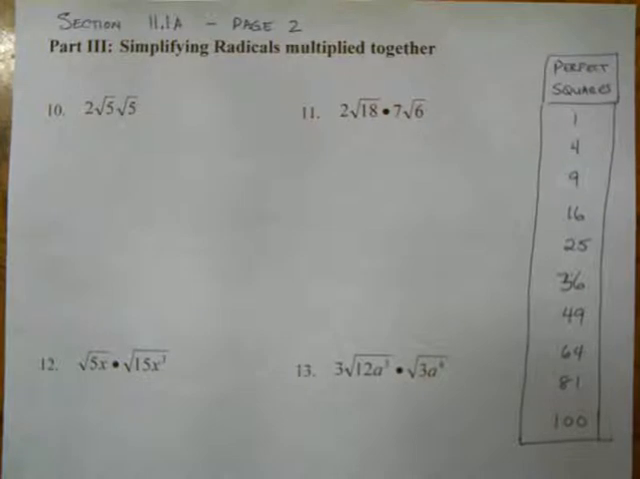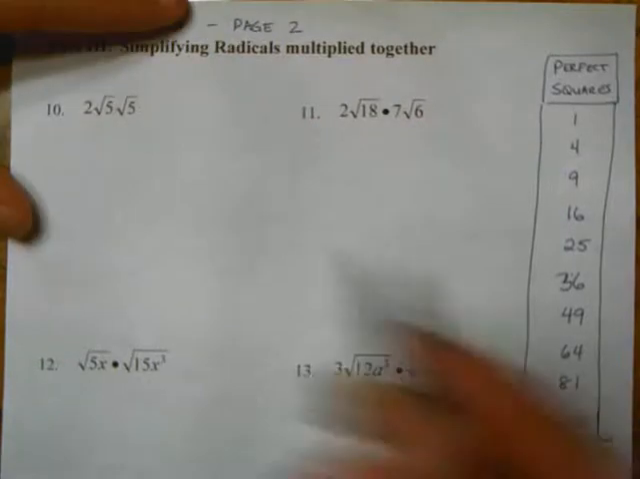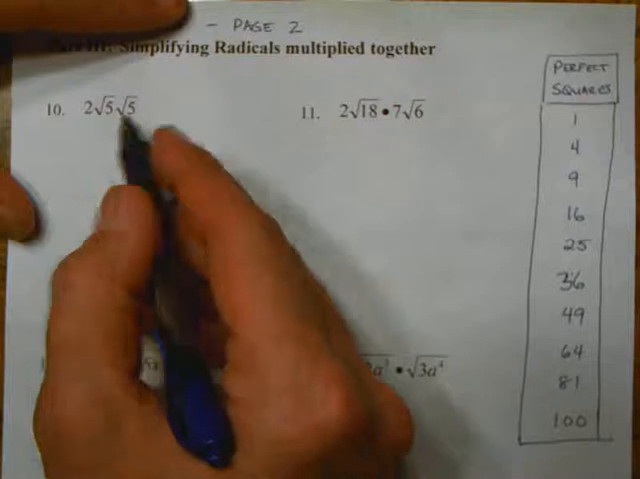This is the second part of section 11.1a. We're going to be simplifying radicals some more in this section. And now you'll notice we have more than one radical written next to each other. So as we start this problem, we're going to start by combining our radicals into one radical. The number out front still stays out front.